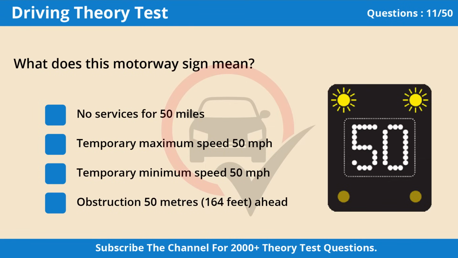Question 11. What does this motorway sign mean? A. No services for 50 miles. B. Temporary maximum speed 50 miles per hour. C. Temporary minimum speed 50 miles per hour. D. Obstruction 50 meters, 164 feet, ahead.